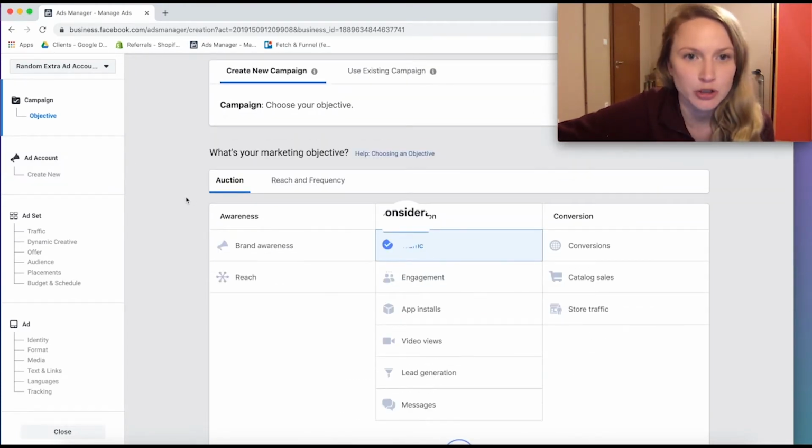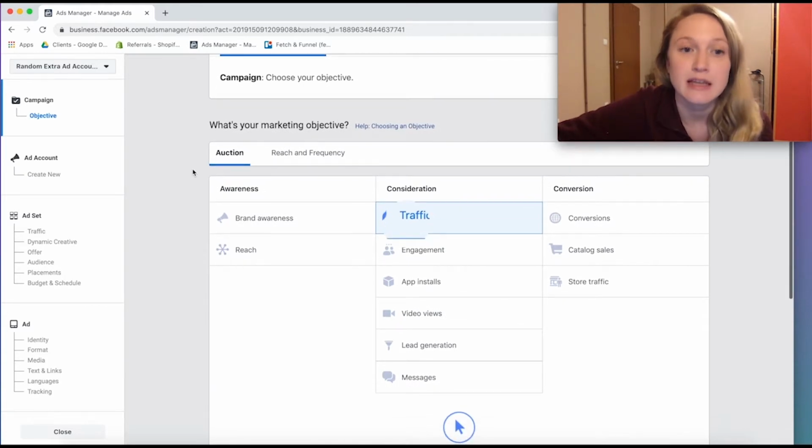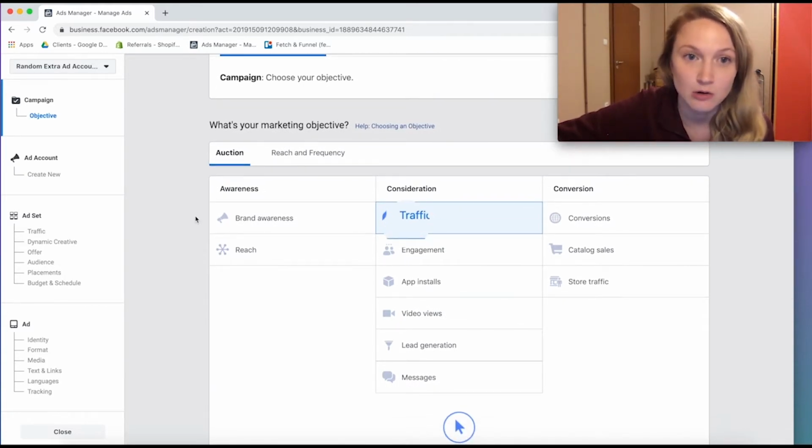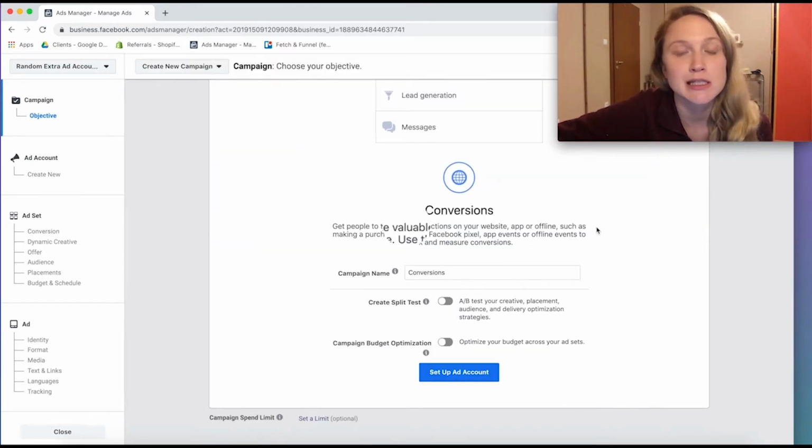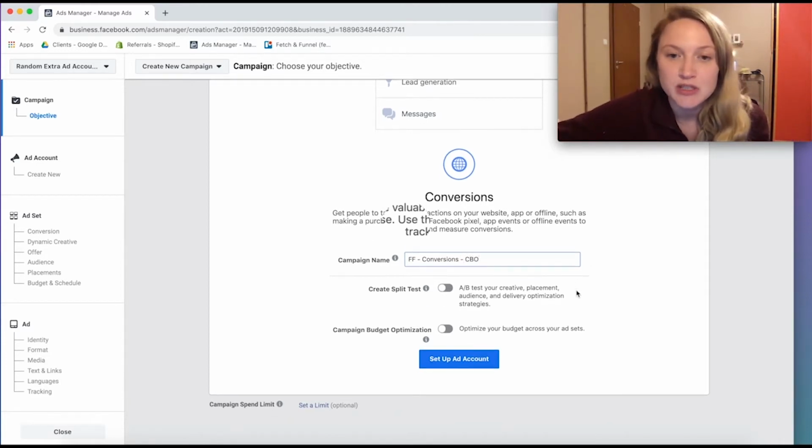This part should look familiar to you if you've ever created a campaign in Facebook Ads Manager. Here you are choosing your marketing objective. Yes, you can use CBO for all kinds of marketing objectives, but today I'm going to do conversions because I want to make money. We're first going to name our campaign, so FF Conversions and CBO. Create a split test, not why we're here, not today.